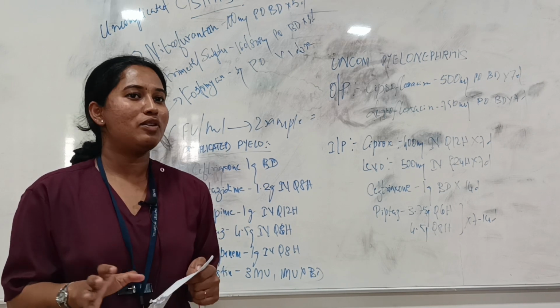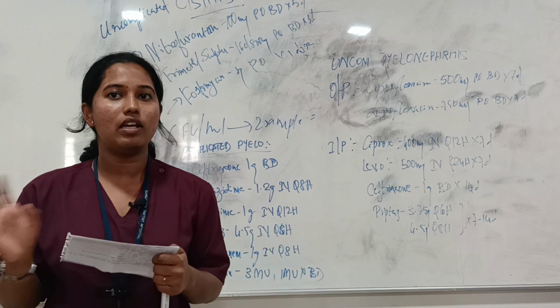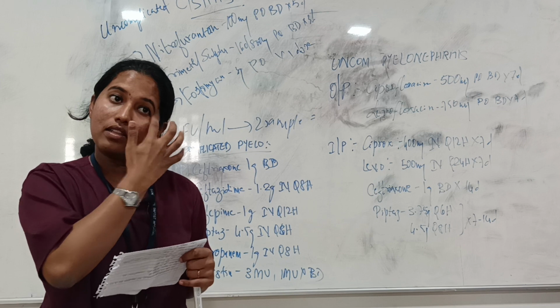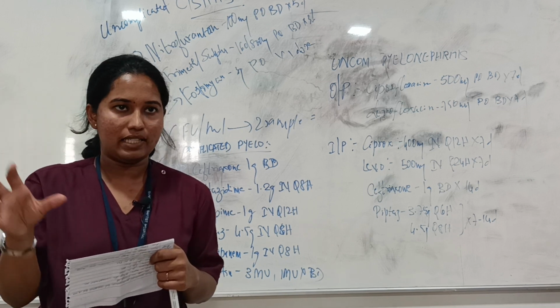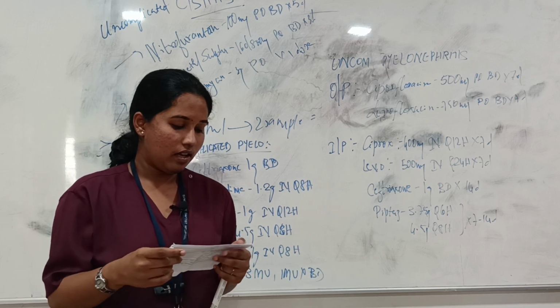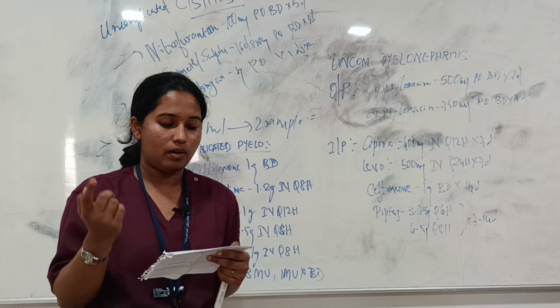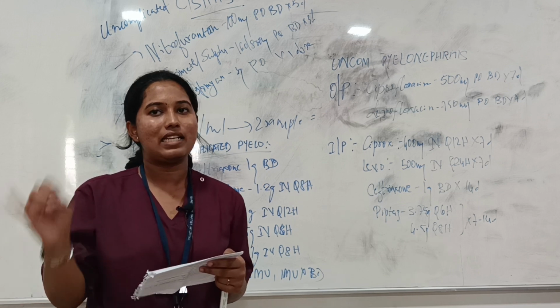But this can't be used in the first and third trimester. The reason is hemolysis. The side effect of this drug is hemolysis. If given to a pregnant woman, fetal hemolysis. So nitrofurantoin is avoided then. Okay. And amoxicillin plus clavulanic acid 625 mg per oral BD for 3 to 7 days. That is the treatment option.